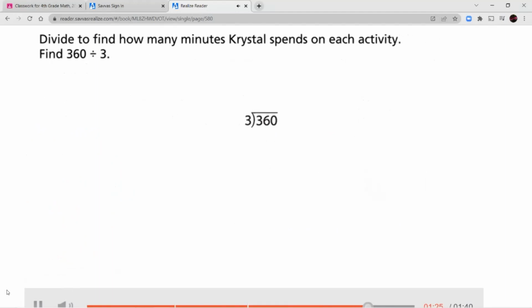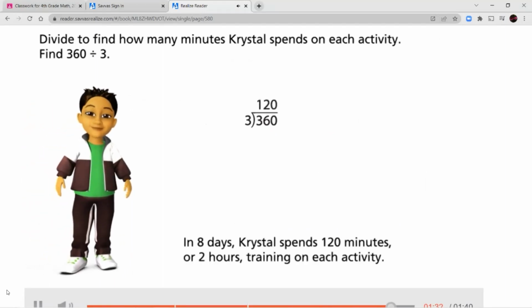Divide to find how many minutes Crystal spends on each activity. Find 360 divided by 3. In 8 days, Crystal spends 120 minutes, or 2 hours, training on each activity.